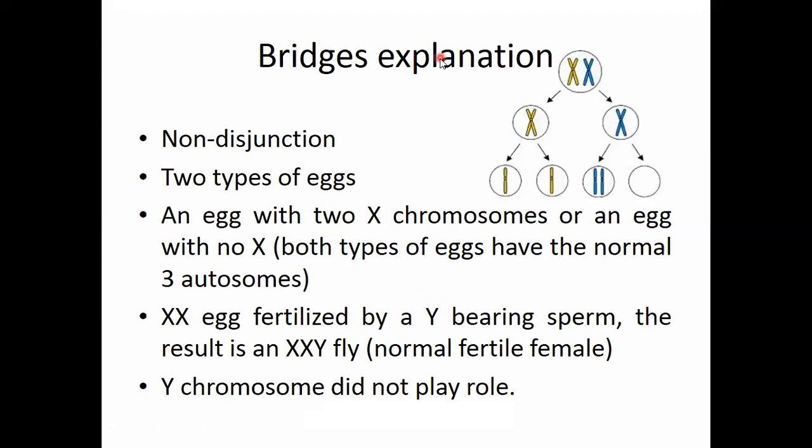So Bridges basically explained his results that non-disjunction is the reason behind the formation of genetically imbalanced gametes. Due to non-disjunction, two types of eggs are formed by a female: an egg with two X chromosomes or an egg with no X chromosome. Both types of eggs have the normal three autosomes. So here is a female Drosophila. Female Drosophila carries two X chromosomes along with two autosomal sets.